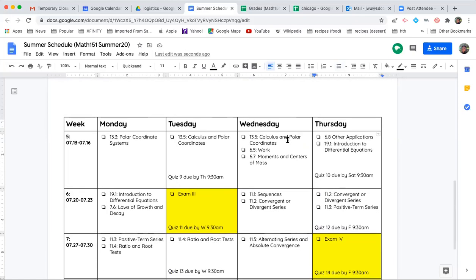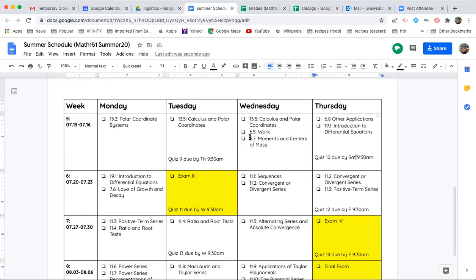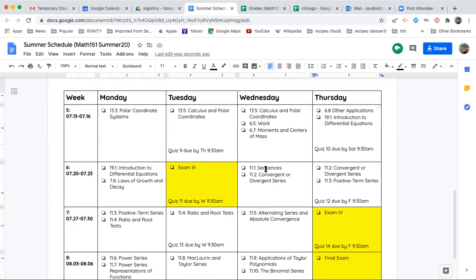So that's it then. I would encourage you to start on quiz 9. You can do most of the problems except for maybe some of the ones towards the end where we didn't get to the special cases of the bounds. But you should be able to do most of it based off of our work from Monday and Tuesday, okay? And then tomorrow we'll finish up 13.5. We'll see how far we get with the work and the moments of center and mass, and then reschedule as we need to from there, okay?